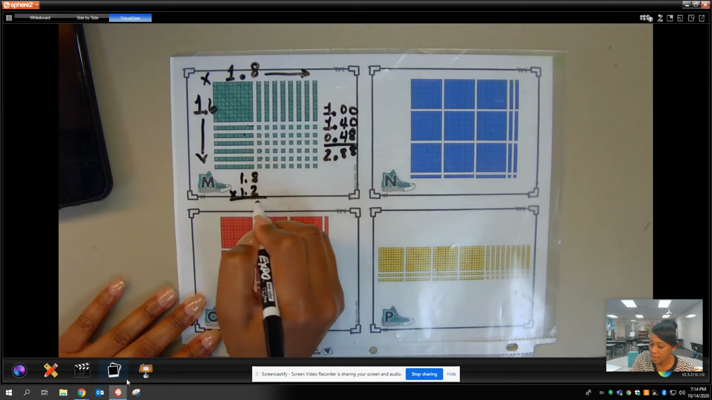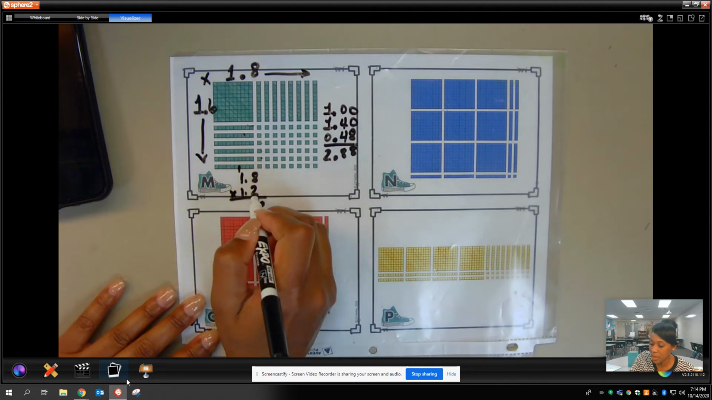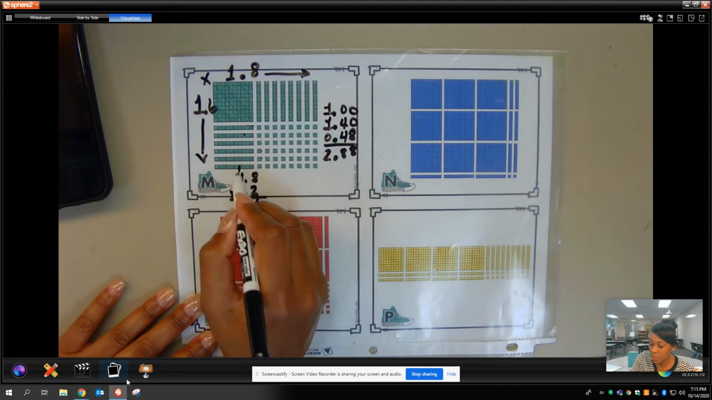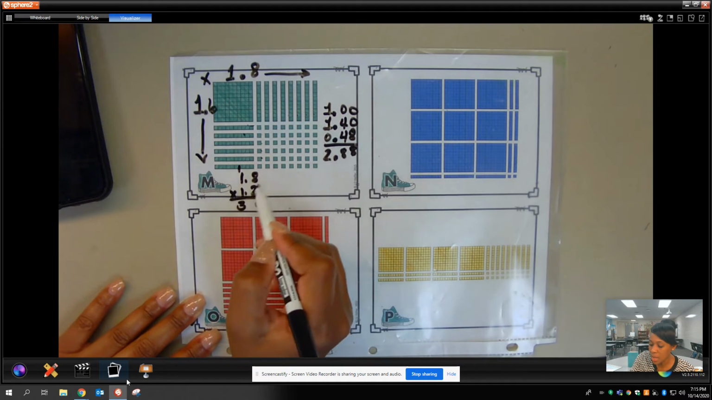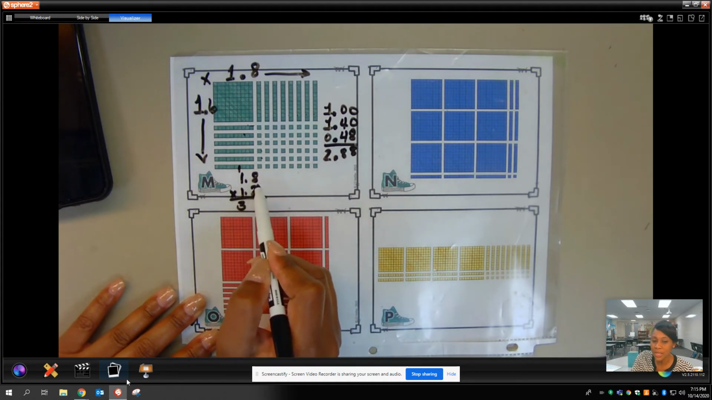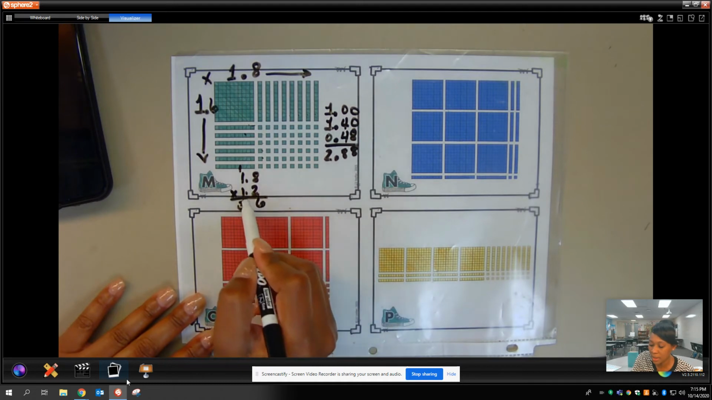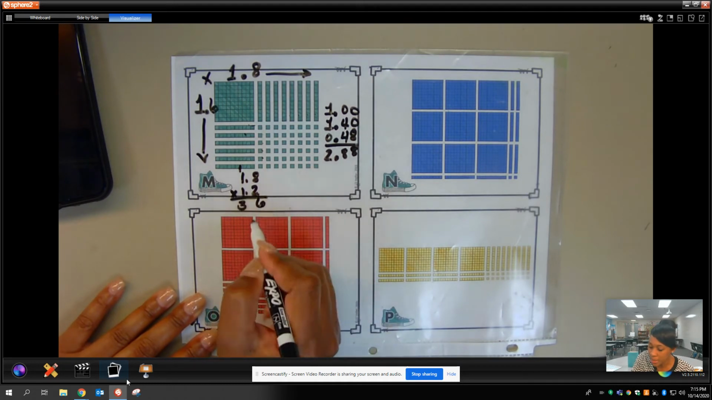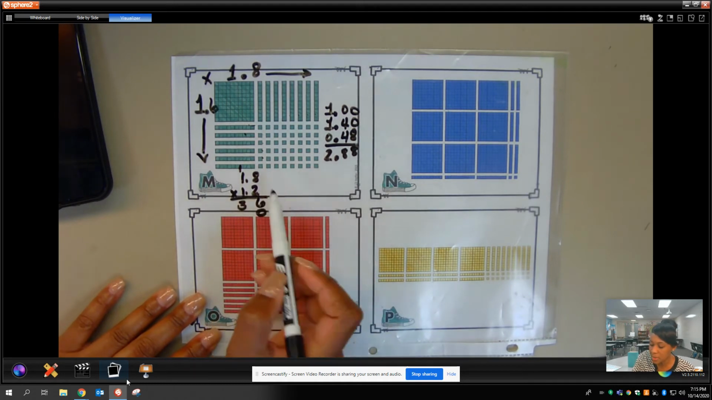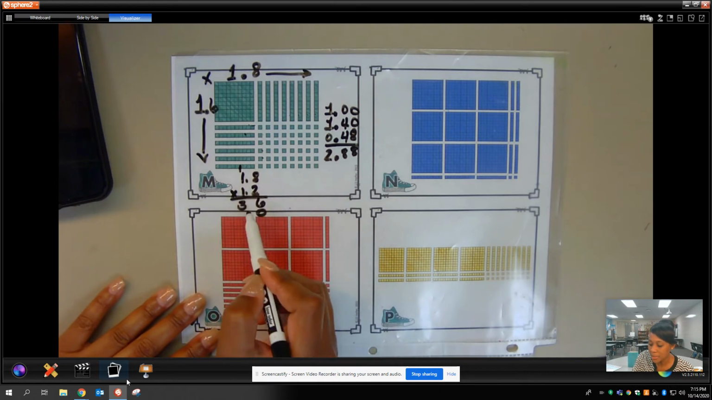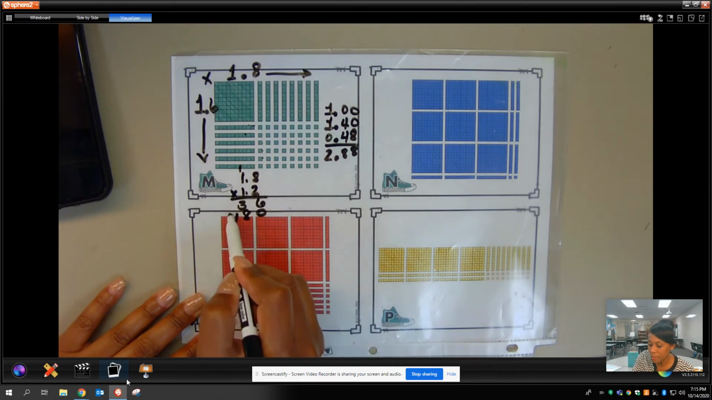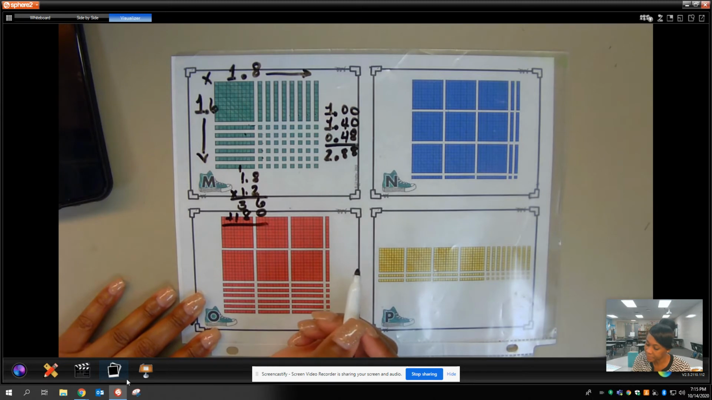2 times 8, 16, carry my 1. 2 times 1 plus 1 is 3. Remember, when we multiply decimals, I just ignore them and act like they're not there until I get to the end. I'm moving to my tens place, so I have to put my 0, superhero 0. 1 times 8, 1 times 1, and then I'm going to add.